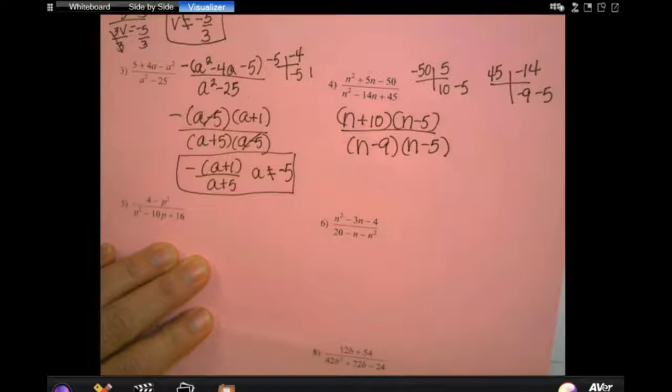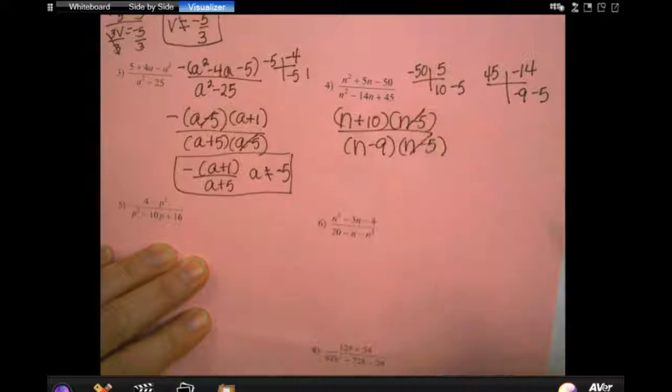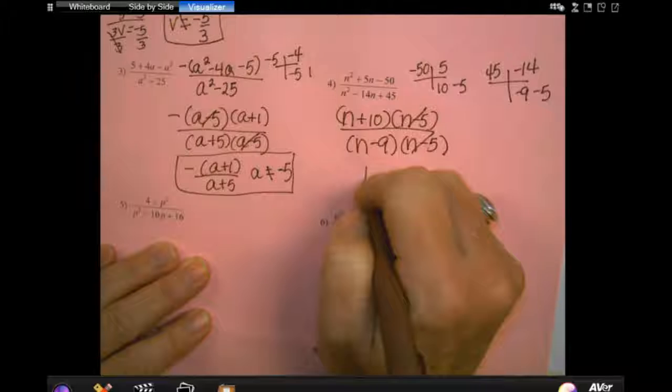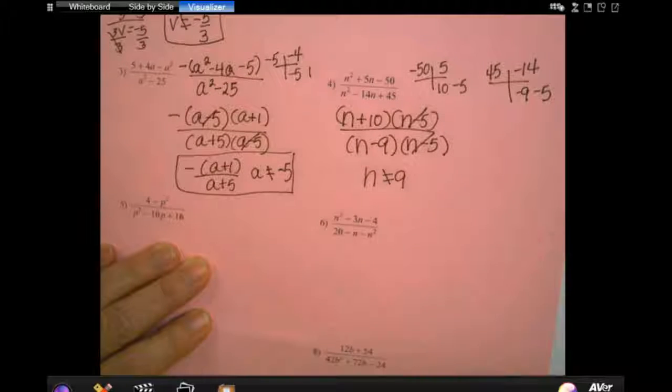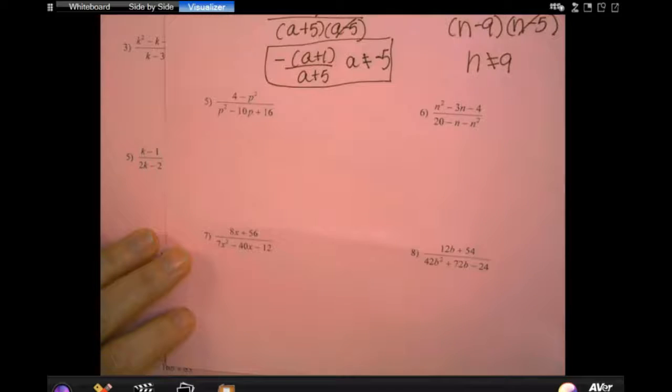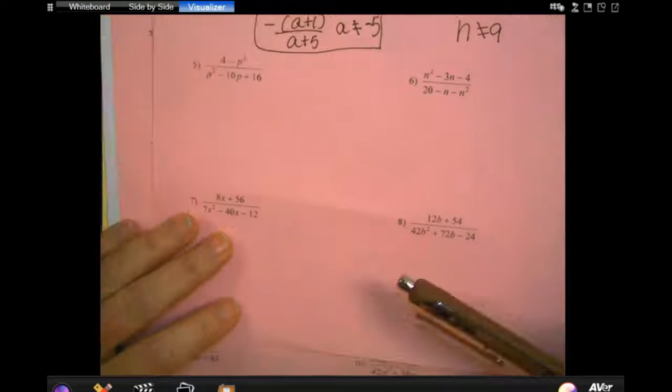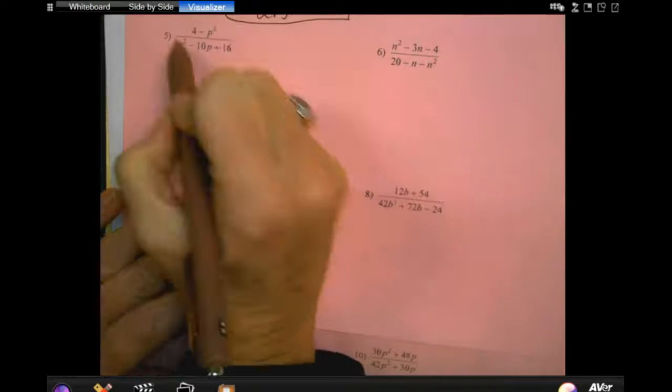So what cancels? That cancels, and what's my restricted value? No, it's really this easy. I think the rational stuff that we're about to do is all very easy. It's very intuitive. So, first of all, I have 4 minus p squared.